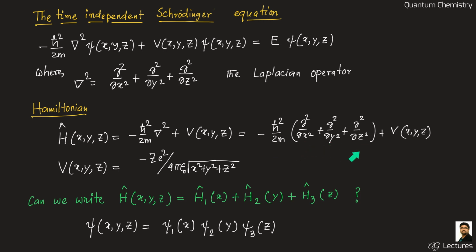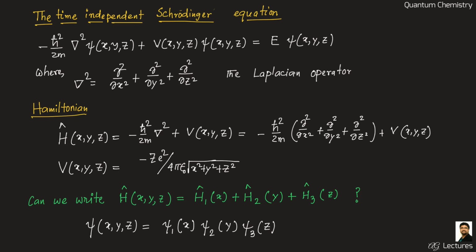Now the Hamiltonian has this kinetic energy part, which already has a nice x plus y plus z form. So there is no problem splitting this kinetic energy part into three different parts involving only a single variable. But the potential part has this x squared plus y squared plus z squared over here, and there is no way that this potential V(x, y, z) can be split into three different functions involving only one single variable. So as a whole, the Hamiltonian, which is a function of x, y, z, cannot be split into three Hamiltonians in the Cartesian coordinates.